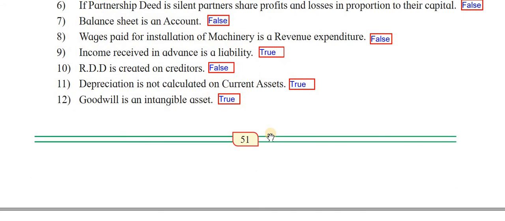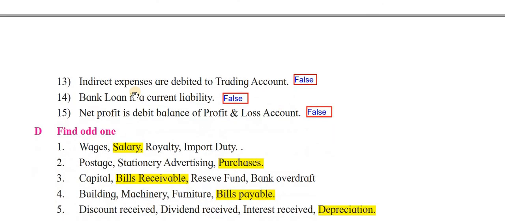Goodwill is an intangible asset. Definitely yes, and the statement is true, students, क्योंकि goodwill is intangible, you cannot see and touch, और ये fill in the blanks में भी हमने पढ़ा था. So it is a correct statement, so it is true. Let's go to the next.